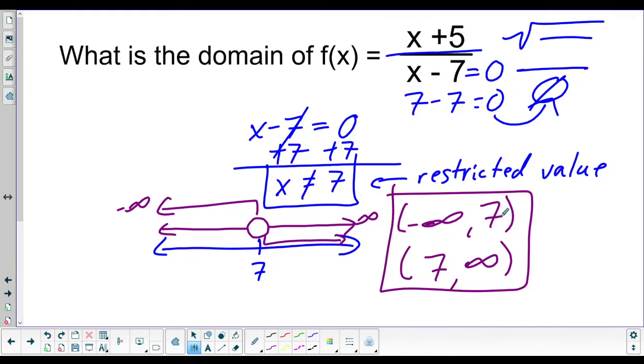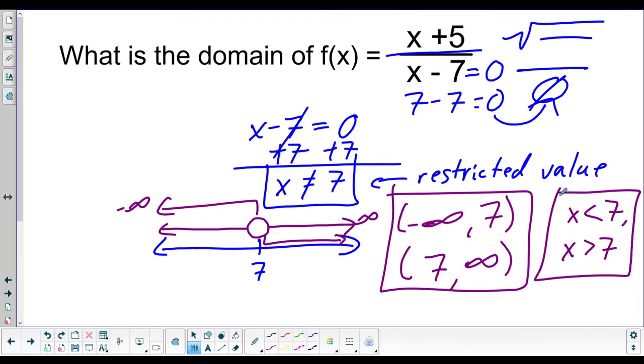Likewise, we could put this in set notation. We could say x is all the numbers smaller than 7. X is less than 7. And all the numbers greater than 7. X is greater than 7. And that would be your set notation.